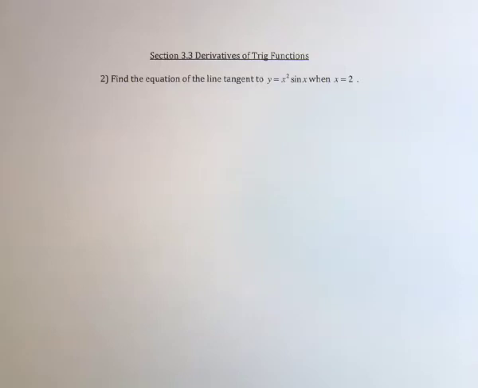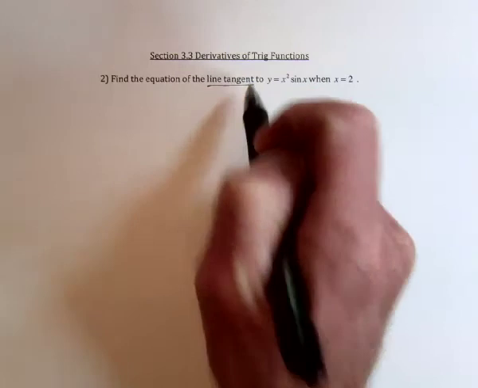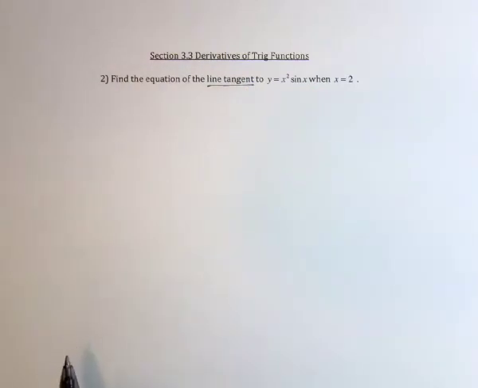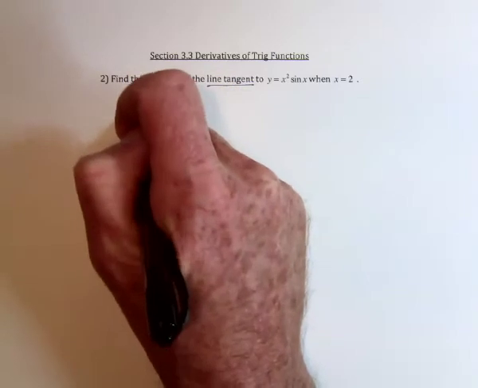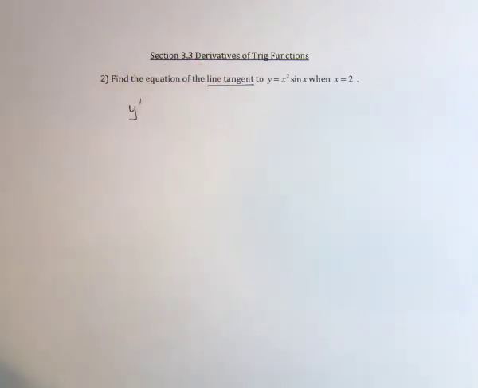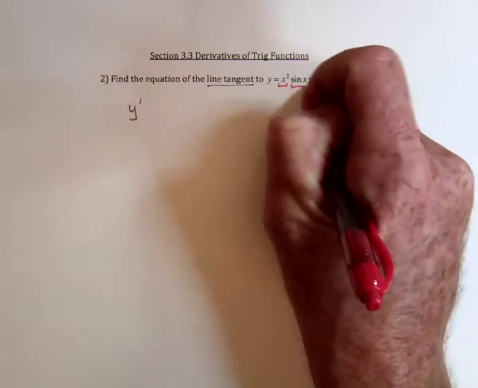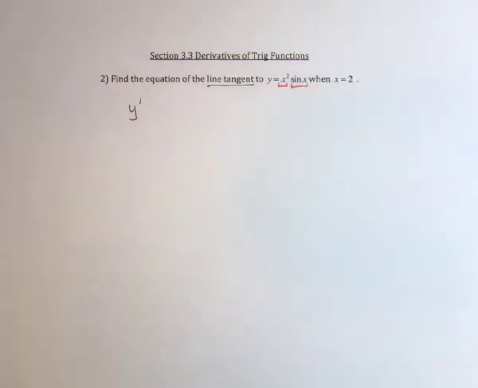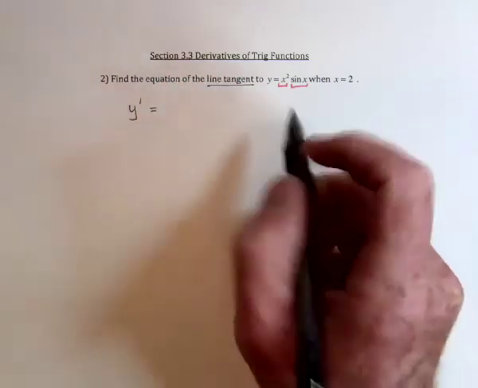Well, to find the equation of a tangent line, the first thing we need to do is find the slope of the tangent line, which means find the derivative of this function. So it's a product. We're going to have to use the product rule. It's the product of x squared and sine of x. So take the derivative of each one, but just one at a time.